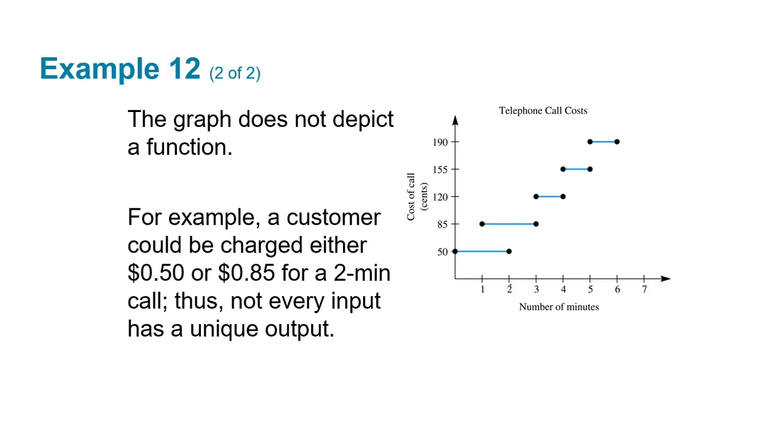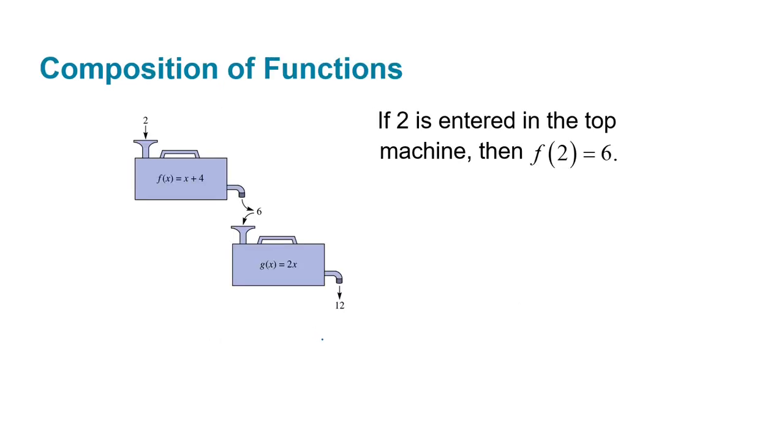If you look at the 2-minute phone call, we can be charged 50 cents or we could be charged 85 cents. There are 2 outputs for this input, so this is not a function and therefore would be confusing to our customers. And so we cannot use the graph to set our call rates. Let's go over composition of functions now.